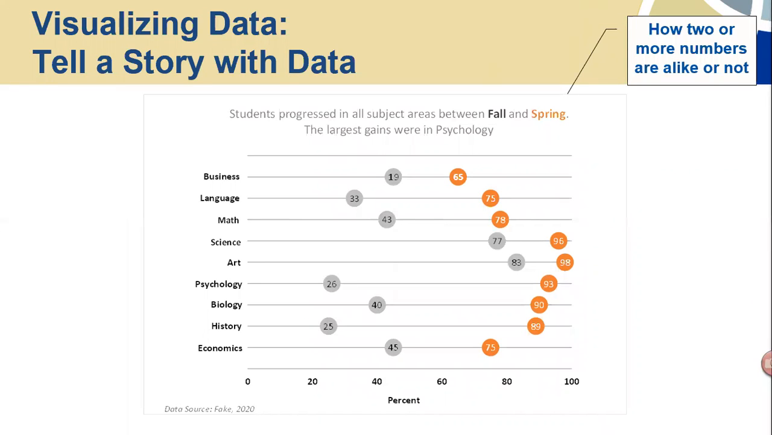The chart illustrated on this slide is called the dumbbell dots. This is completely different data than the one we've used in our assignment. We use this chart when we want to show how two or more numbers are alike or different.